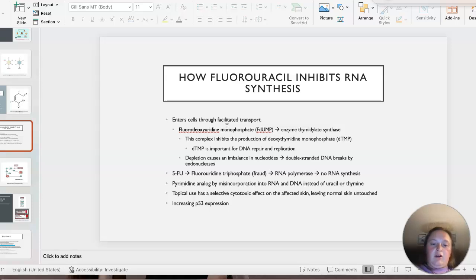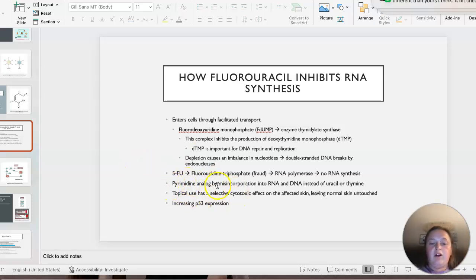For RNA, though, this drug is converted into fluorouridine triphosphate, which is a fraud. It's a fake nucleotide, not allowing RNA polymerase to synthesize, so then it leads to no RNA synthesis. If there's no RNA synthesis, you can't make new cells. Cancer cells die.